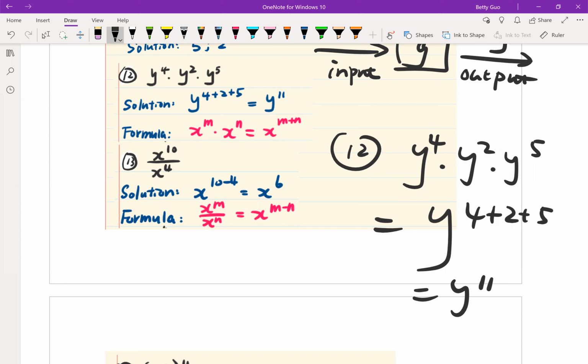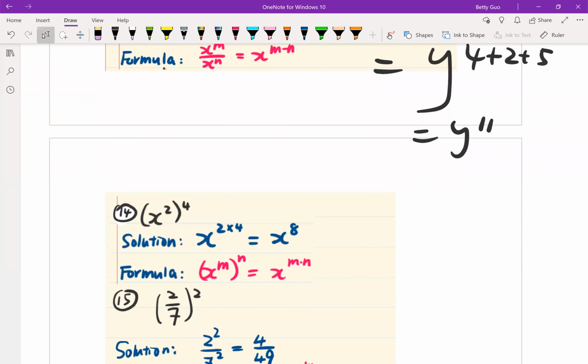Number 13 is also simple. x to the power of 10 over x to the power of 4. When you divide two powers with like bases, you keep the base and subtract the exponents. Always use the exponent in the numerator minus the exponent in the denominator. What is 10 minus 4? 6. So the result is x to the power 6, okay? Again, in the final, whatever formula you need, I'll give you. So focus on understanding the application of the formulas.